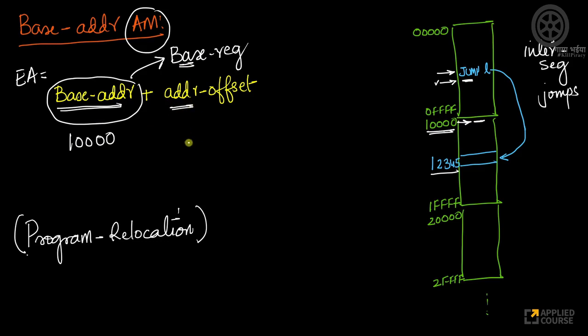My address offset itself. My instruction will say jump. Look at this. My instruction could say jump, the base register, whatever is stored as the base address in the base register, and an offset.